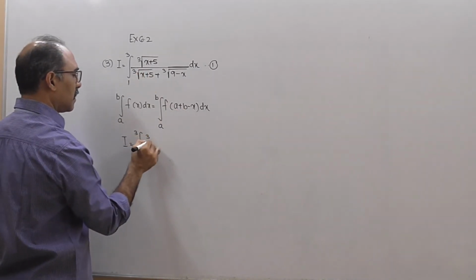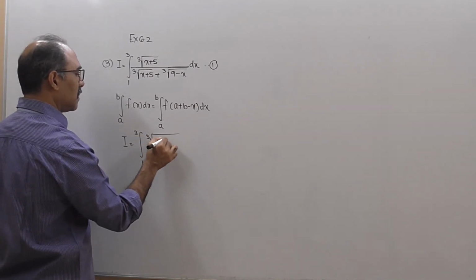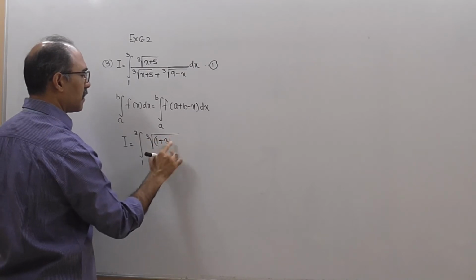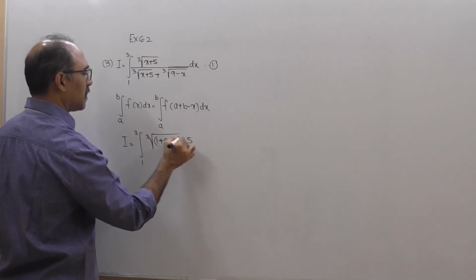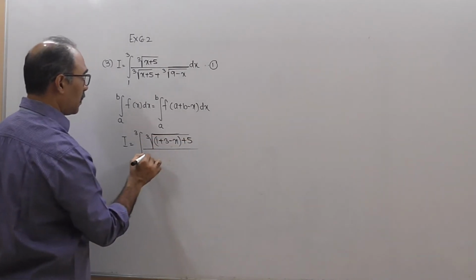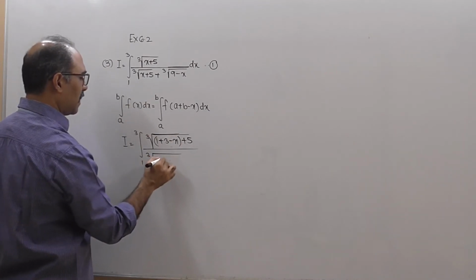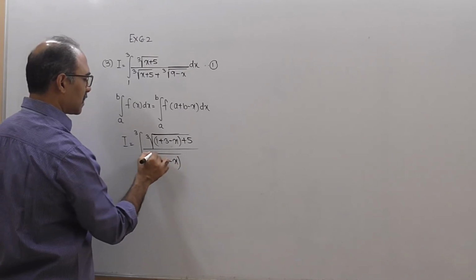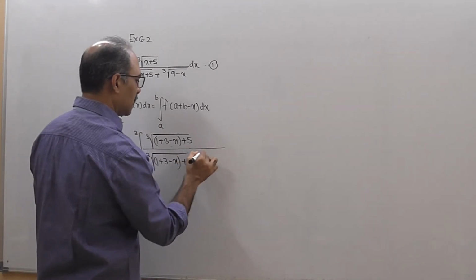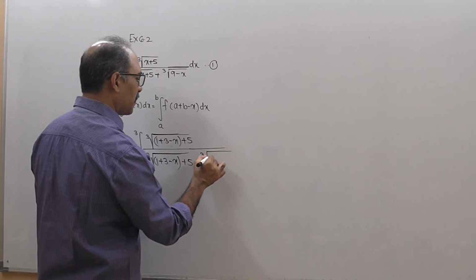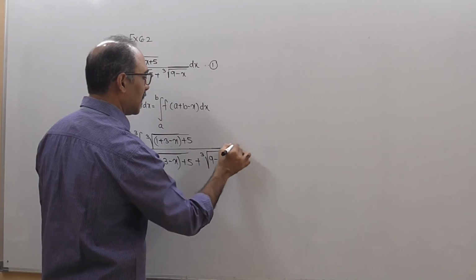So here, in the place of x, you put a plus b minus x, means 1 plus 3 minus x plus 5, the whole upon cube root of x के जगह में we will write 1 plus 3 minus x plus 5 plus cube root of 9 minus 1 plus 3 minus x dx.